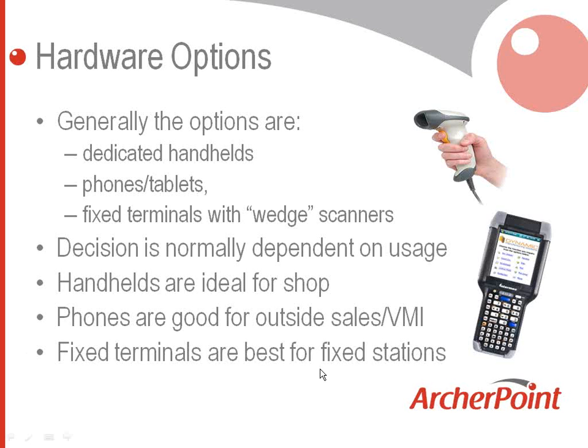And then the fixed terminals are best for fixed workstations. So when you're doing labor tracking and time and attendance and things like that, then fixed terminals are your best bet. That's a station where you've got basically a mini computer or a thin client and a monitor, and the wedge scanner is best. Okay. So again, these are your options, and the one you choose really depends on your usage. If you're in a warehouse or a shop situation, the hardened scanner is the way to go.